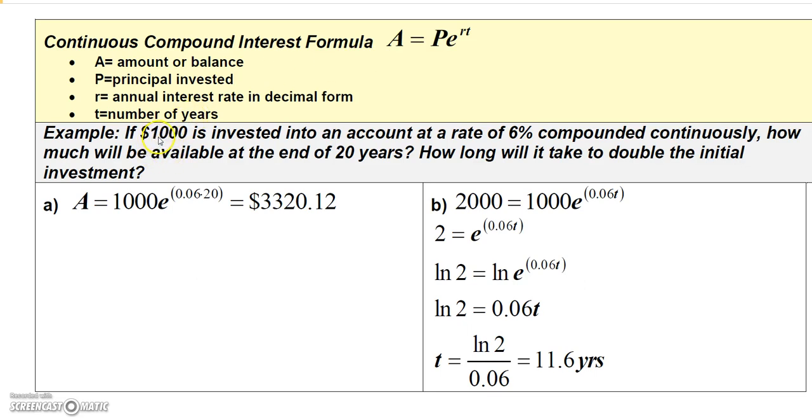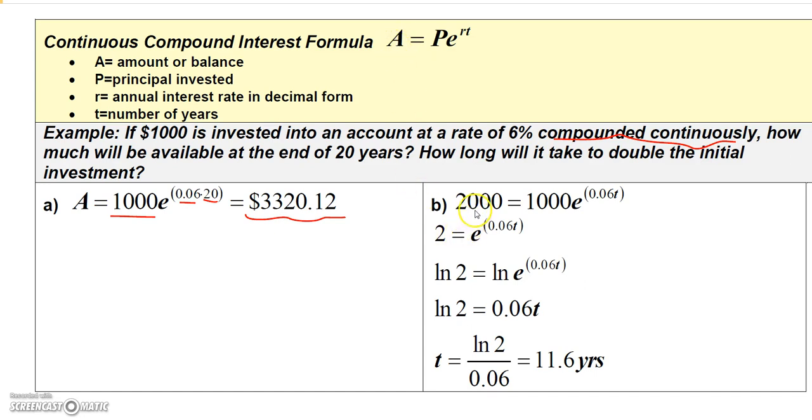So if we do this problem where $1,000 is invested into an account at a rate of 6% compounded continuously, that tells me that we have to use this formula. How much will be available at the end of 20 years? And then how long will it take to double the initial investment? Well, the first question is pretty straightforward. You put in the principal of P, $1,000, and then it's going to be e raised to the rate, which is 0.06, times time, the number of years, 20. So you just plug this into your calculator, and you'll get that the $1,000 will grow to $3,320.12.